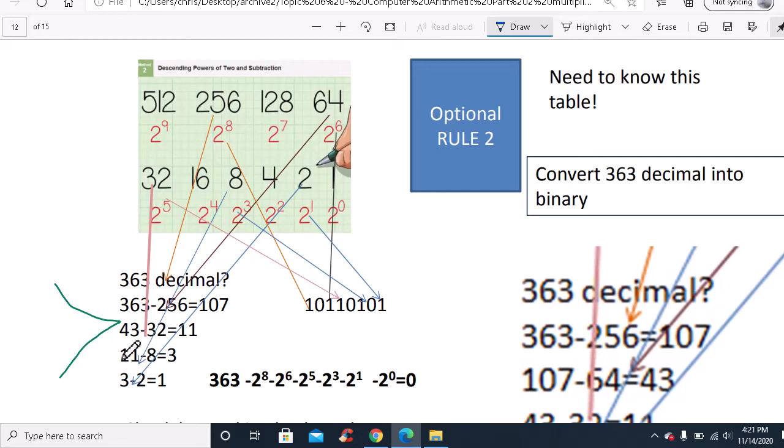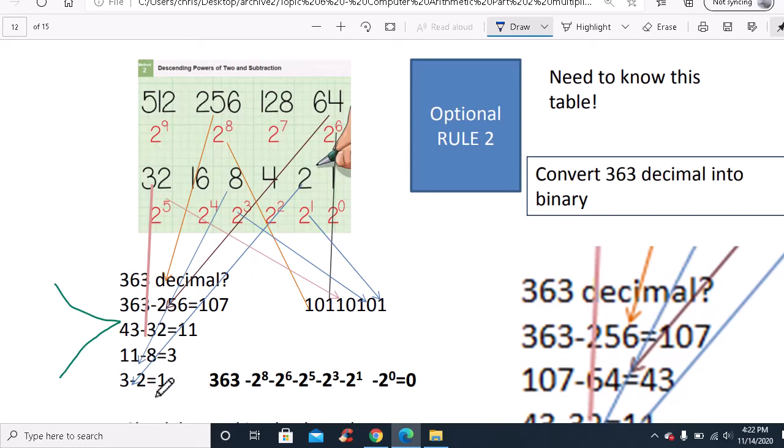So what's the biggest power of 2 you can take away from 11? Well, having a look at the table, you can take 8 from it. You can't take 16, which is 2 raised to the power of 4, but you can take 2 raised to the power of 3. No problems. So take it away. You get 3. Then you're left with 3. And the next power of 2 that you can take away from that is 2 raised to the power of 1, which is 2. So I'm going to take 2 away from 3. I'm going to get 1.